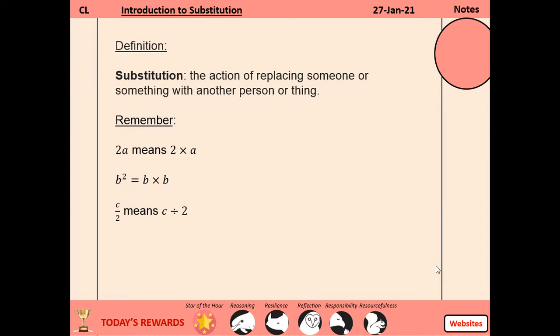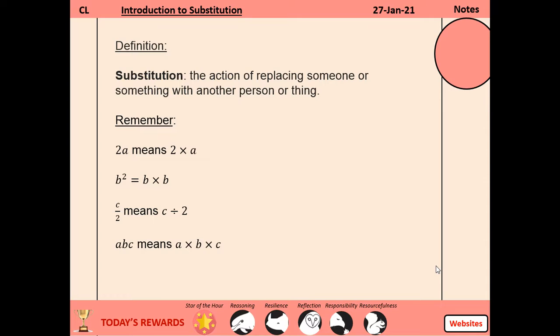c over 2, okay? Anytime you've got a fraction, it basically means the numerator divided by the denominator. So in this case, c over 2 means c divided by 2. Please make a note of this. These are very important. A lot of people do forget this.